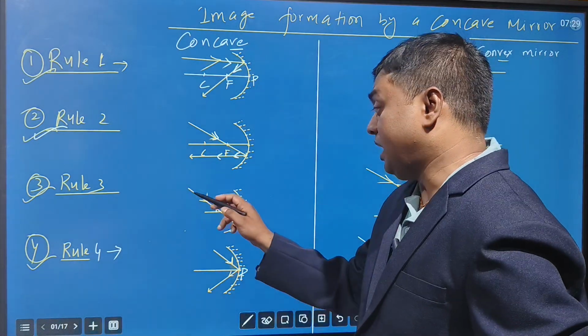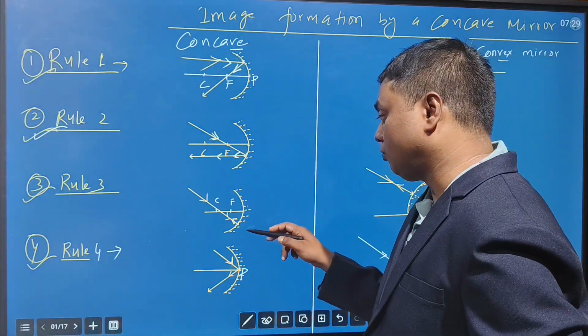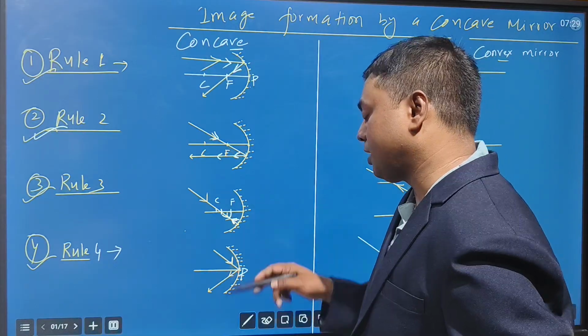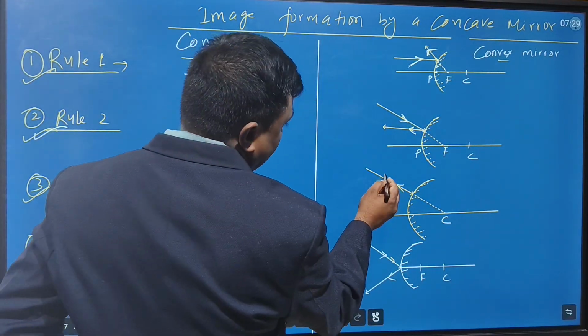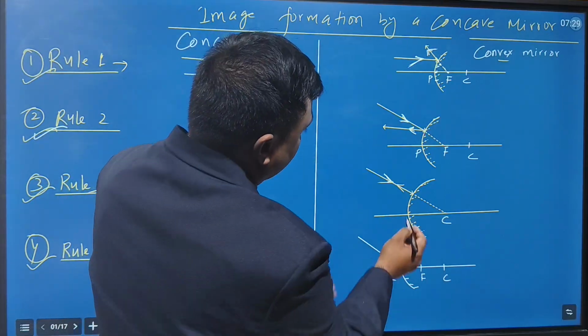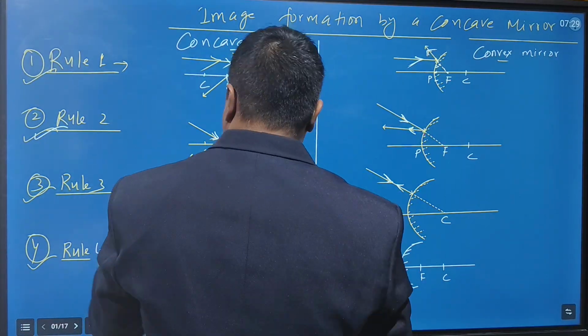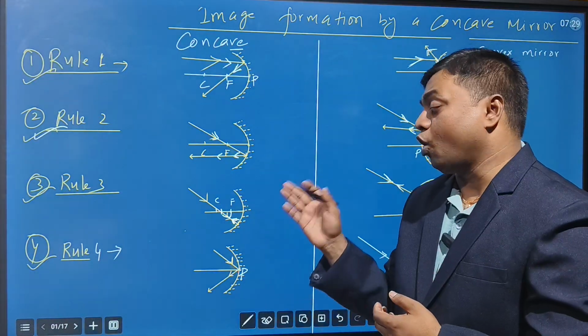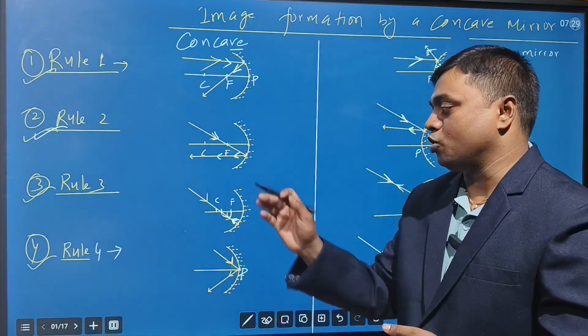Rule number 3. If any ray of light which is passing through the center of curvature, okay, will bounce back. If it is coming like this, it will bounce back. Here, if the ray of light is directed towards the center of curvature, you can see, it will bounce back. Why? Because here, if any ray of light which is passing through the C, okay, it is acting normally on the spherical mirror. That's why it will bounce back.